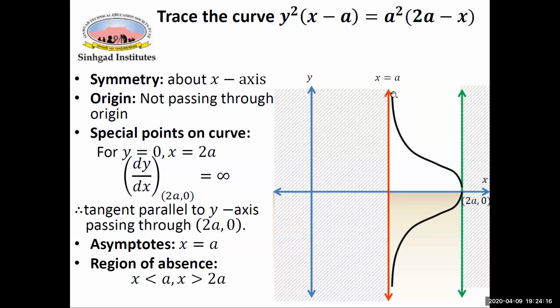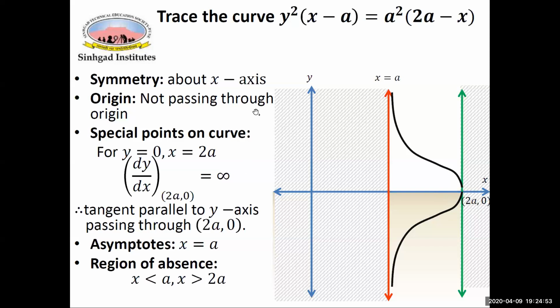Since this is an asymptote, this curve will be extended till infinity, and here it must touch this line. So we should take the nature of the curve like this. We should not take it like this, because if we draw like this, it means the tangent is the x-axis. Our tangent is not the x-axis. Our tangent is the line x equal to 2a, and hence this is the double point which has only one tangent. So I can call it a cusp of this curve.